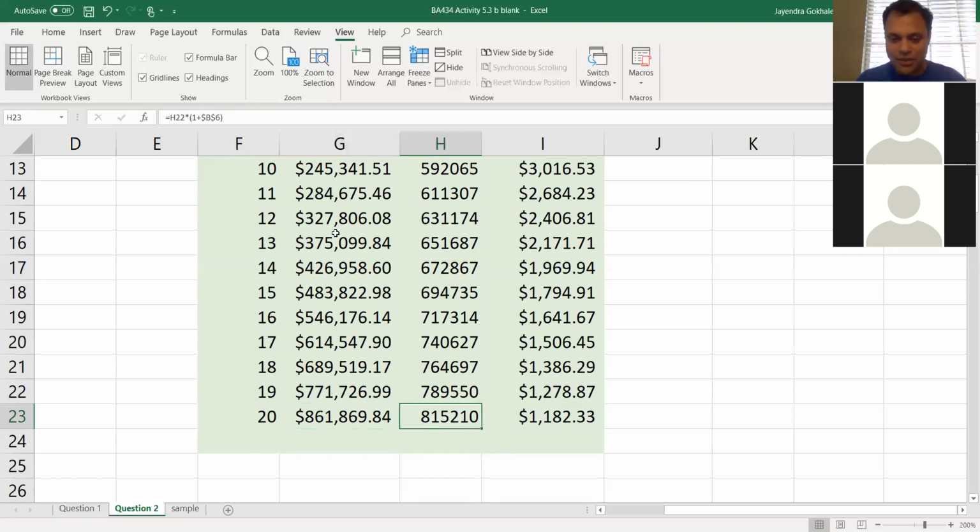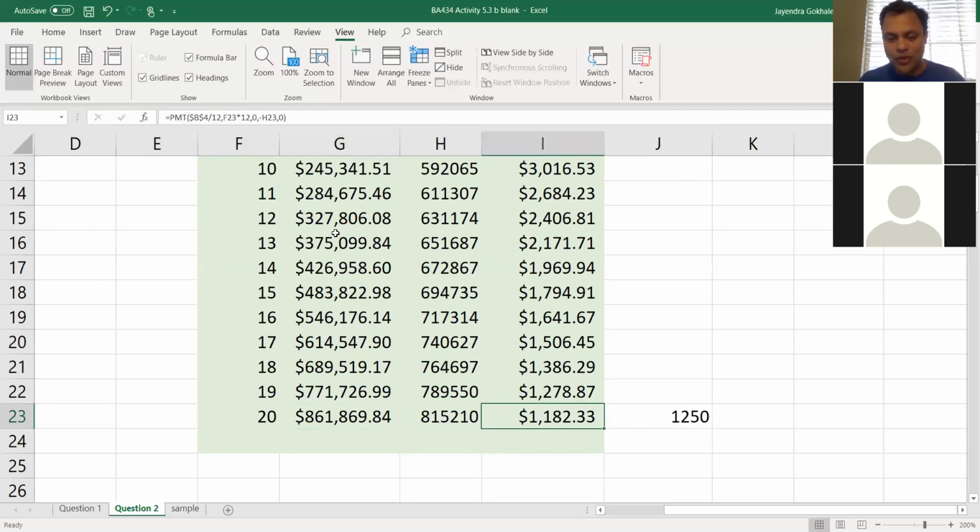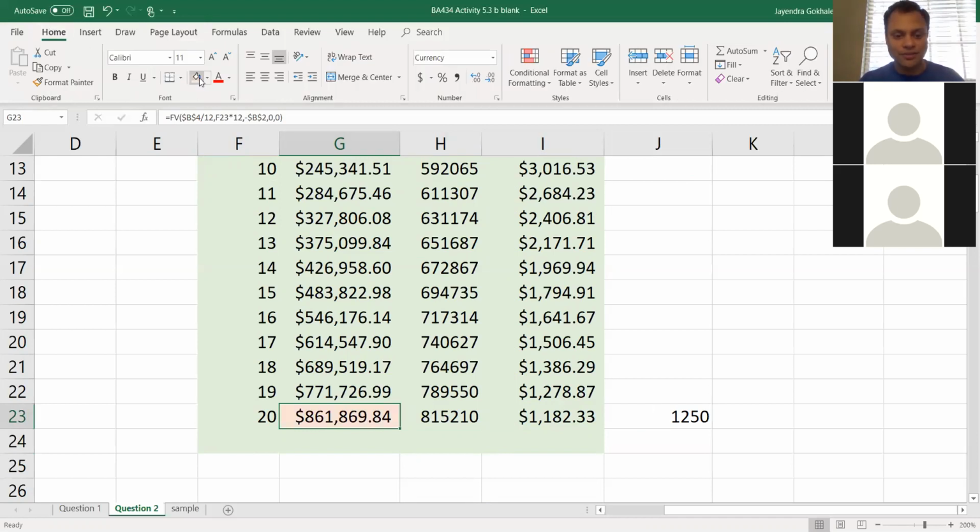So clearly, let's compare. What are we saving? We're saving $1,250, correct? Yep. Now, if I save $1,250 a month for 20 years, I'll end up with this $861,000 number. This one. Yep. But if I save $1,182.33 per month, then I'm done. All I need is, I can buy the aircraft. Got it. So the answer is you need to be saving $1,250 between 19 and 20 years.